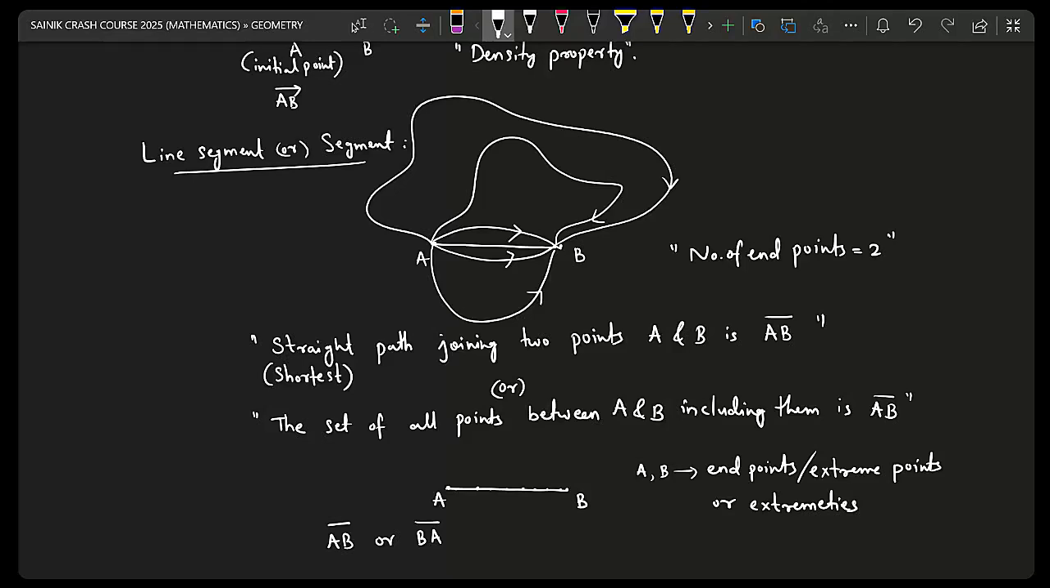Sanvi, what's your doubt? Can someone explain condition for betweenness?